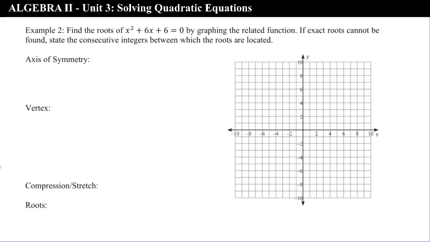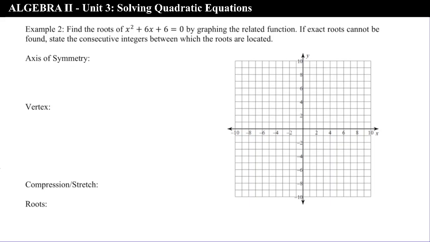Okay, let's go down to example 2 now. Let's find the roots of x squared plus 6x plus 6 equals 0 by graphing the related function. Again, we're going to start with the axis of symmetry. x equals negative b over 2a. b here is 6. a again is 1. And so we're going to have negative 6 over 2, which is negative 3.